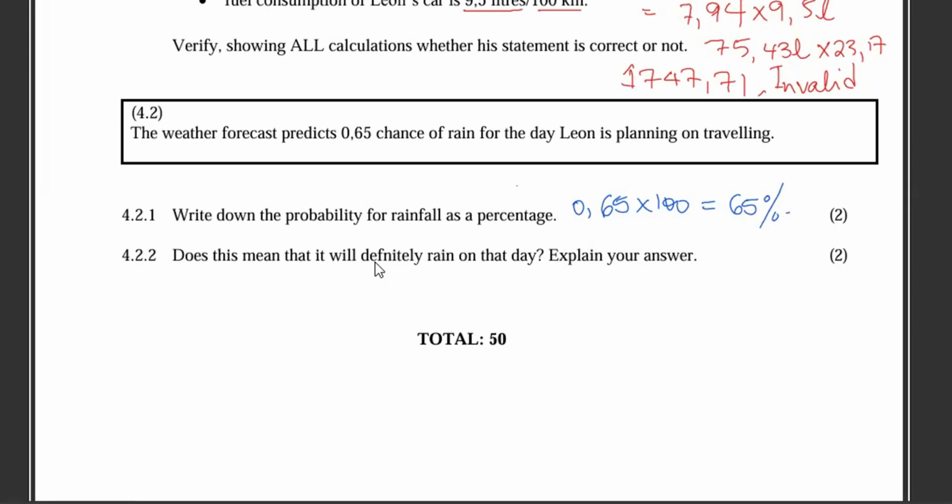Does this mean it will definitely rain? No. Why do we say no? It's not 100%. It's 65%. So explain your answer. You can say it's not at 100%. Though there are higher chances of it raining, but it's not 100%. Thank you.